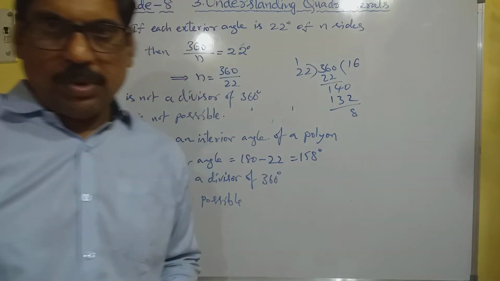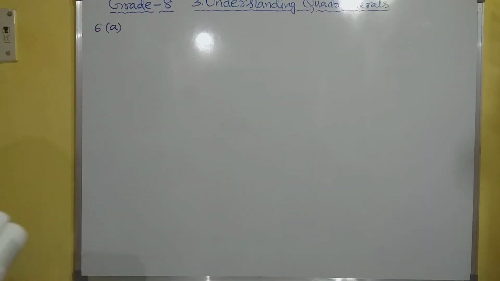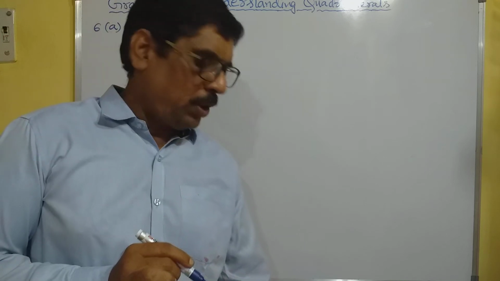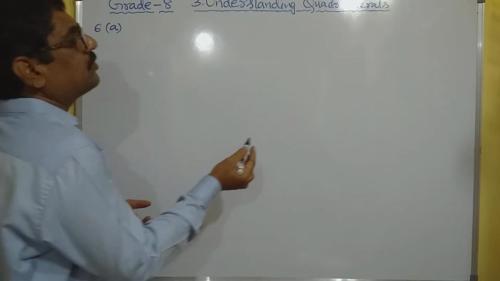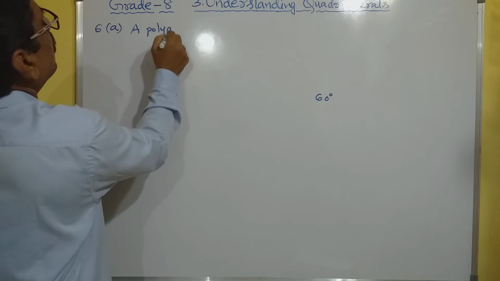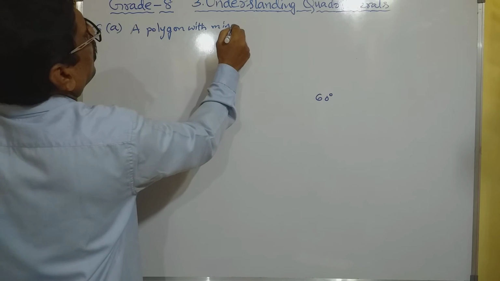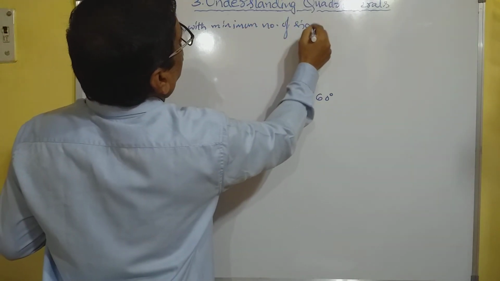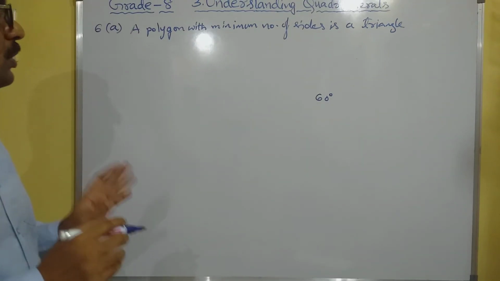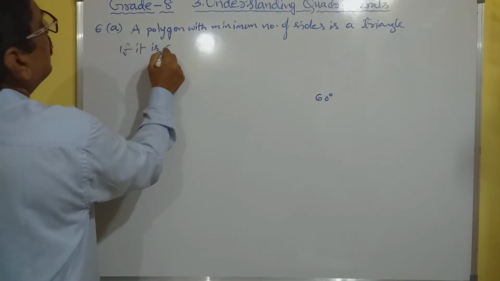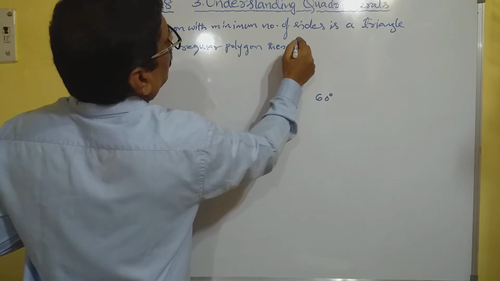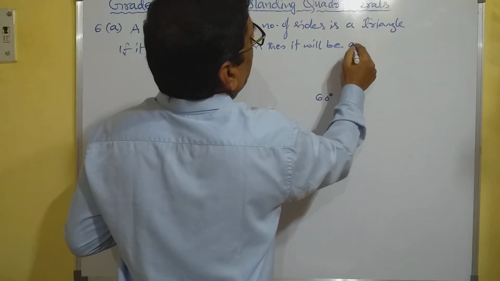Now, then we will go with the sixth problem. So let us go with the sixth problem. A. What is the minimum interior angle possible for a regular polygon and why? So I will tell you. Answer is 60 degrees. Why? I will tell you. A polygon with minimum number of sides is a triangle. Okay? Then, if it is a regular polygon, then it will be an equilateral triangle.